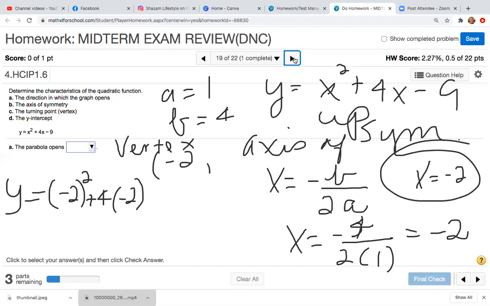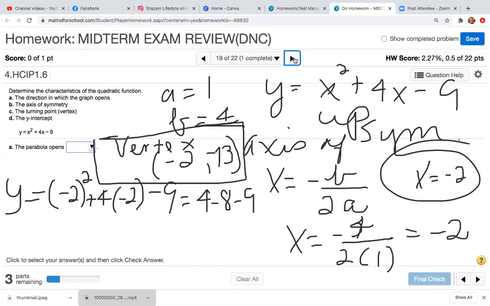So on this one right here, I am going to do negative 2 squared, which is 4. 4 times negative 2 is negative 8 minus 9. 4 minus 8 is negative 4. Negative 4 minus 9 gives you a negative 13. So guys, there's the coordinate of the vertex. And that's all you really need to know for this problem. How to find the vertex and how to find the axis of symmetry, and that's it.